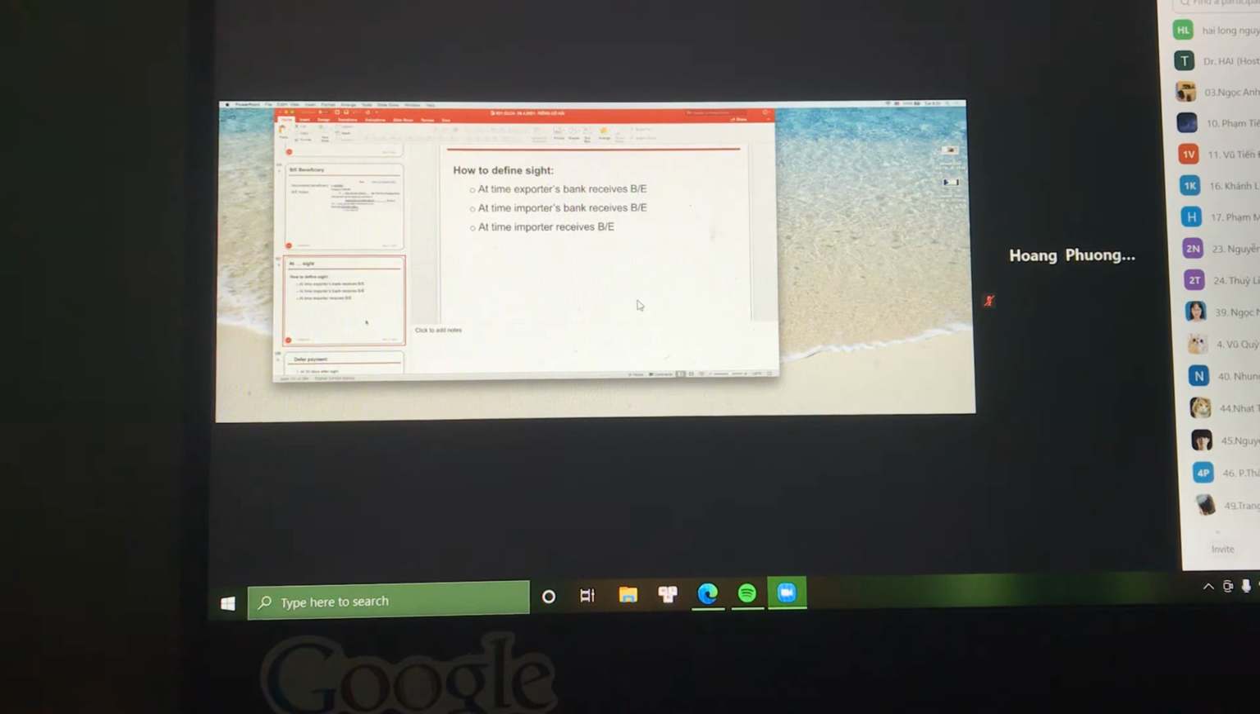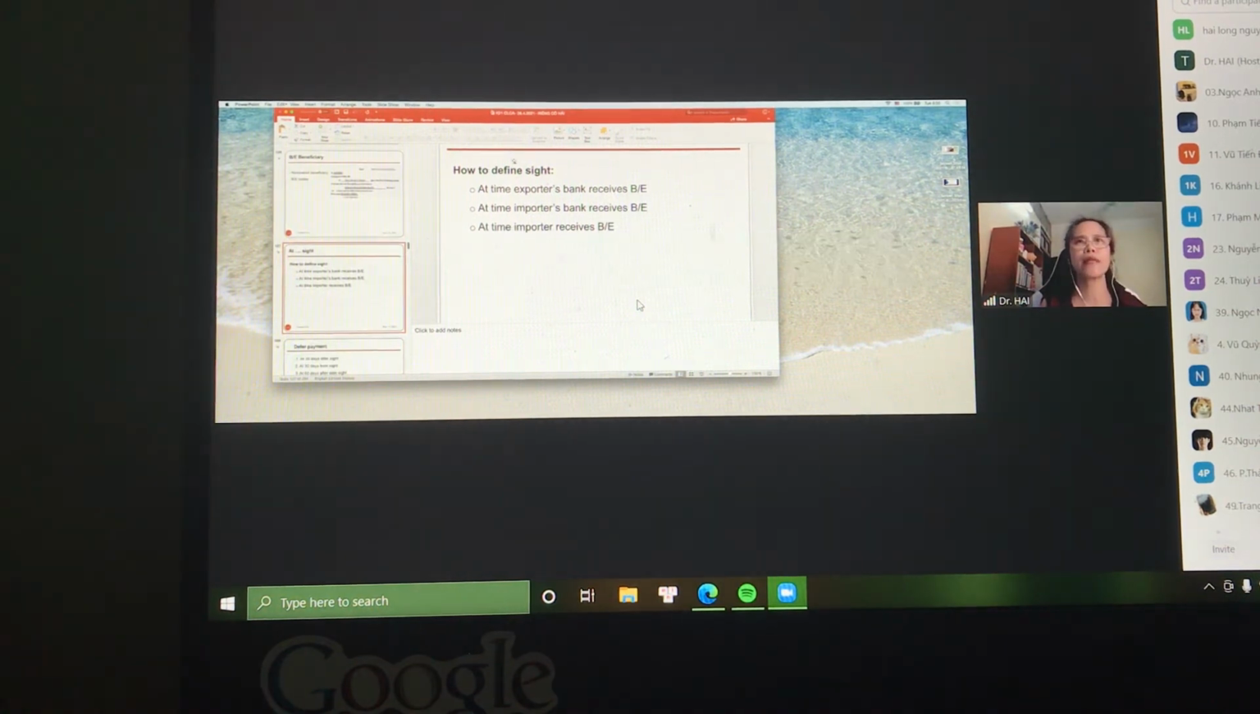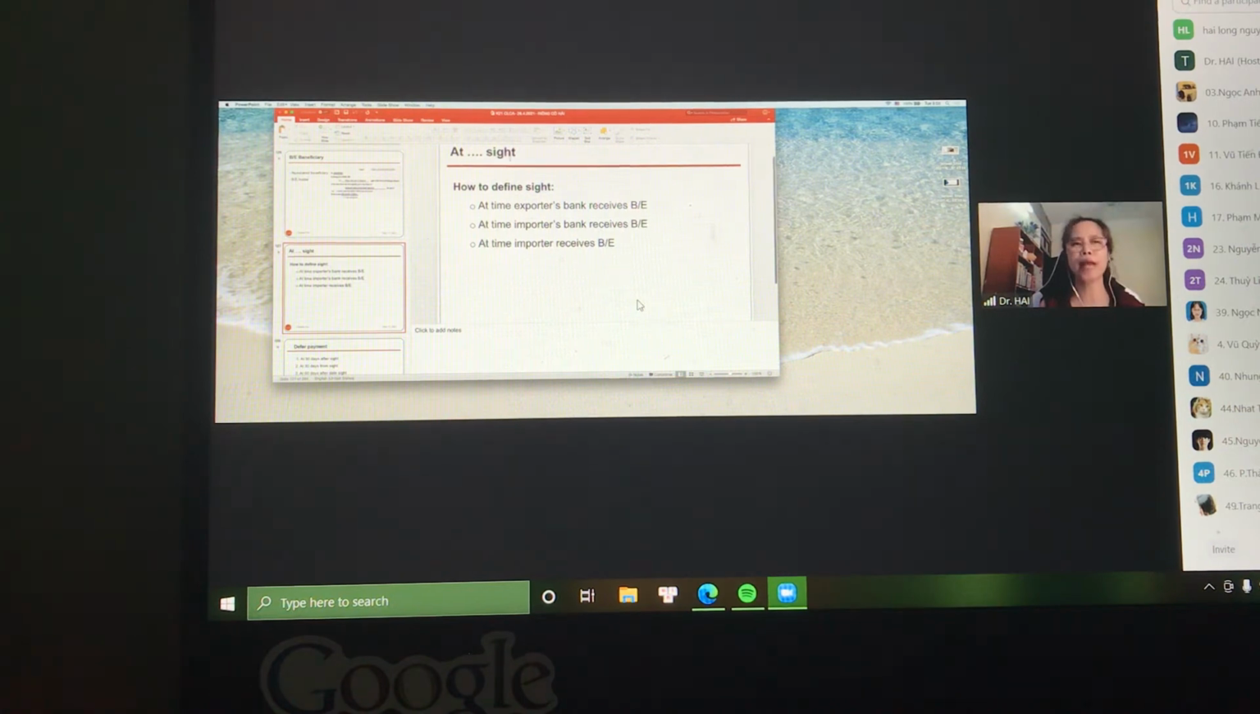So now look at the payment time. We have the first one, at sight. At sight means trả tiền ngay. At sight, I mean that you pay when you see the bill. But the question here is how to define sight. How to define sight. Okay.